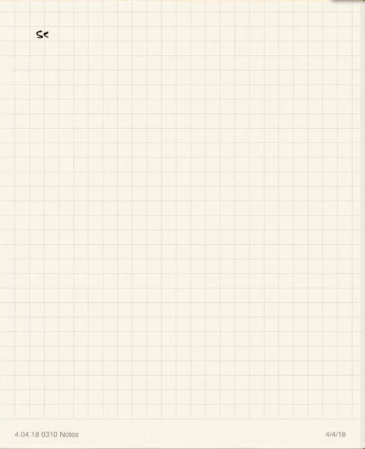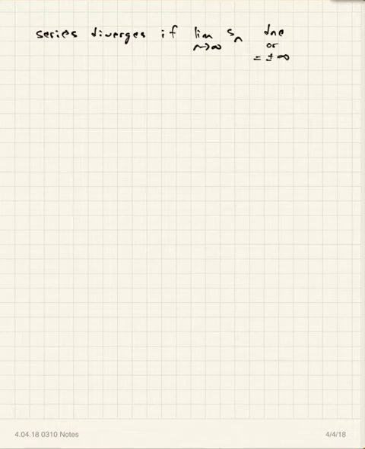By the way, the other thing I didn't finish on that last screen, but the series diverges if the limit as n goes to infinity of S sub n, which is the nth term of the sequence of partial sums, does not exist or is equal to plus or minus infinity. Okay, so that tells you how a series converges. It converges if the limit of the nth term of the sequence of partial sums exists. The series diverges if the limit of the nth term of the sequence of partial sums does not exist, or it's infinity. All right, so let's look at an example.